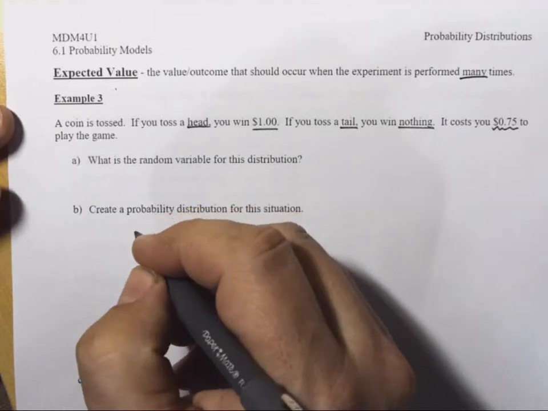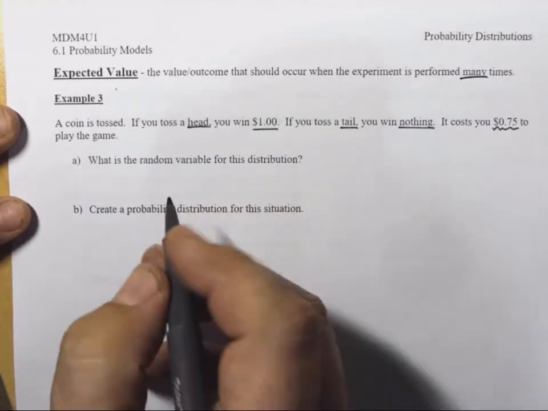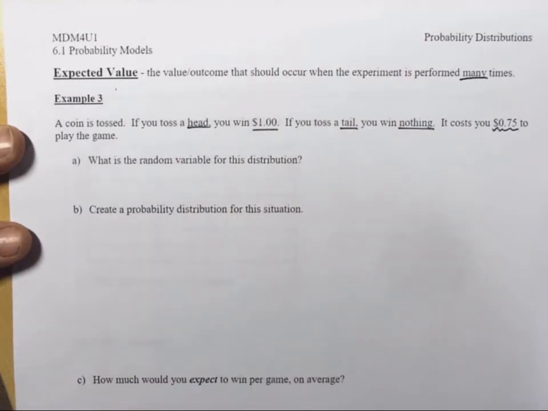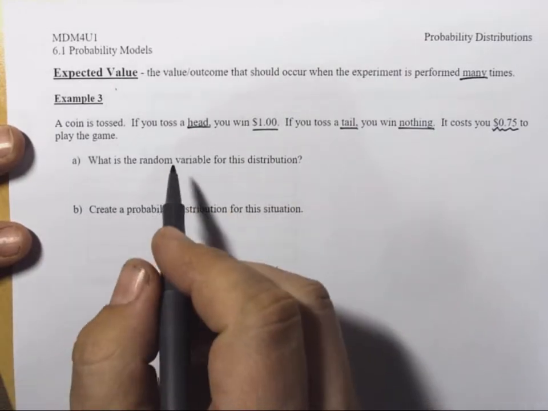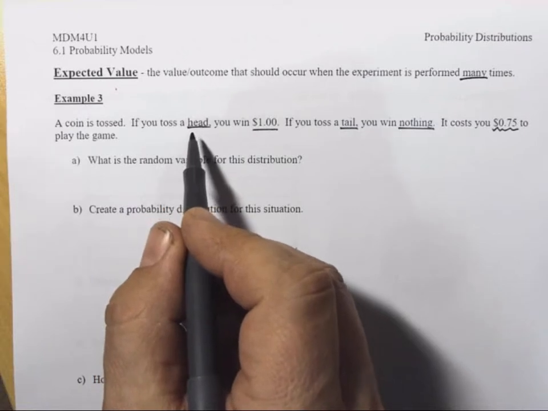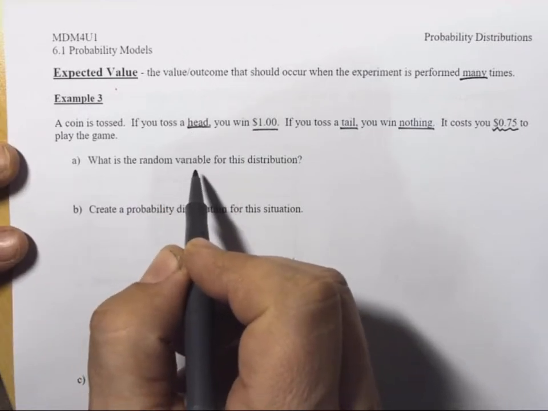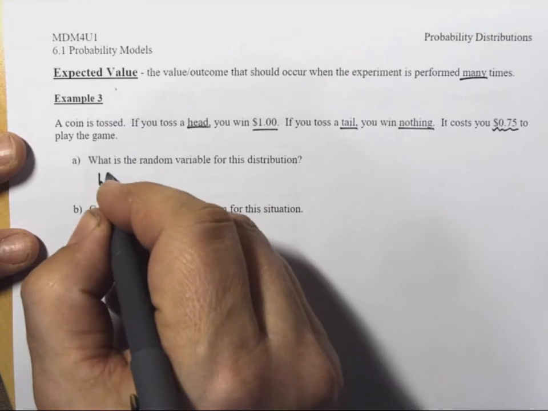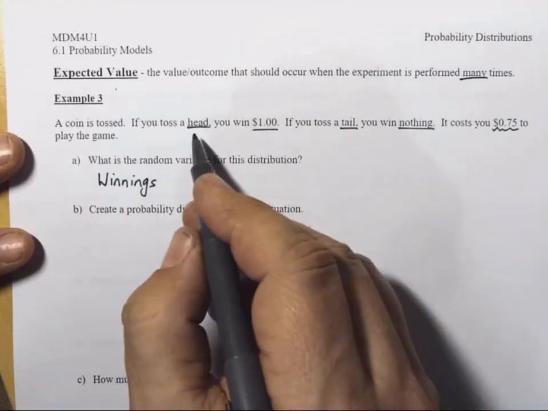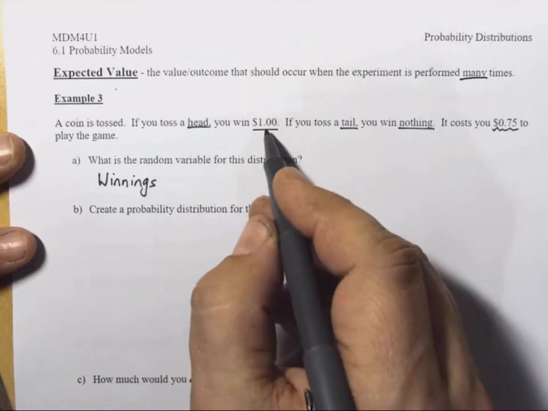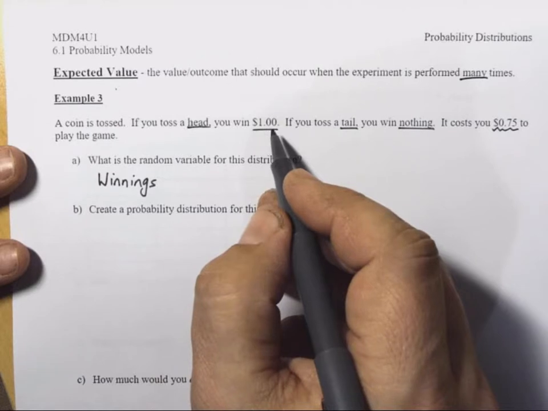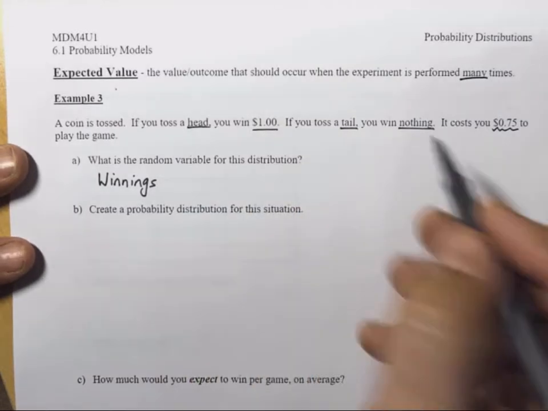So let's start with, what is the random variable for this distribution? What are we actually measuring here? And it's kind of tricky because it says we're tossing a coin, so you'd think we're looking for heads, but that's not the random variable. It's actually the winnings. It's how much we win. Yes, if you toss a head, something happens, but it's what you win that matters. And winnings is a numerical value. It's either $1 or 0.